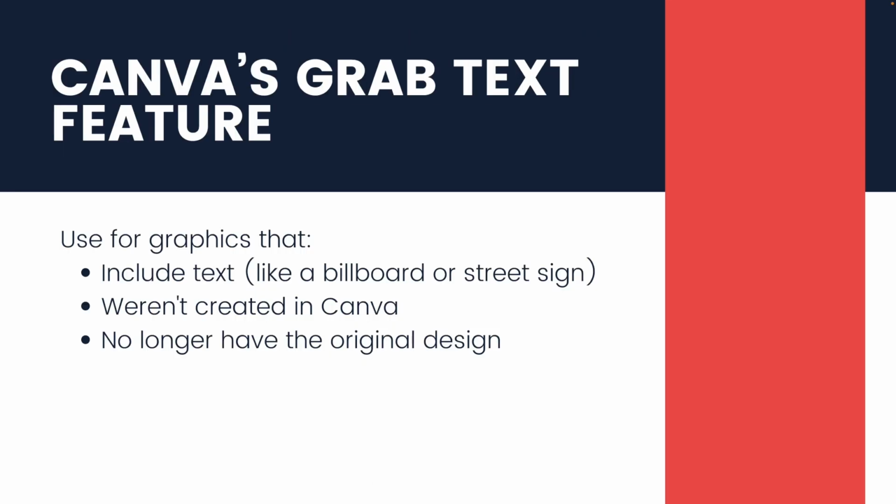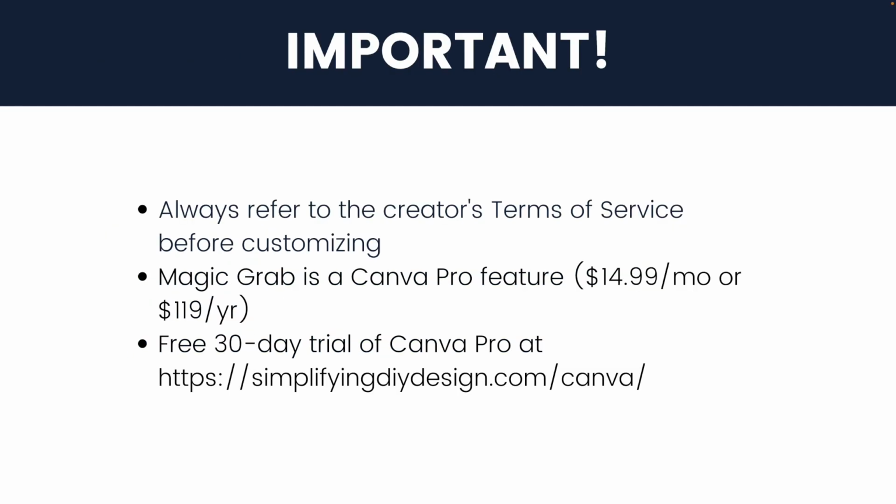The best part is that it also applies to text using the Grab Text feature, which is a separate tool from the Magic Studio lineup. Use the Grab Text tool for graphics that include text like a billboard or a street sign, graphics that weren't created in Canva, or ones created in Canva that you just don't have the original design any longer.